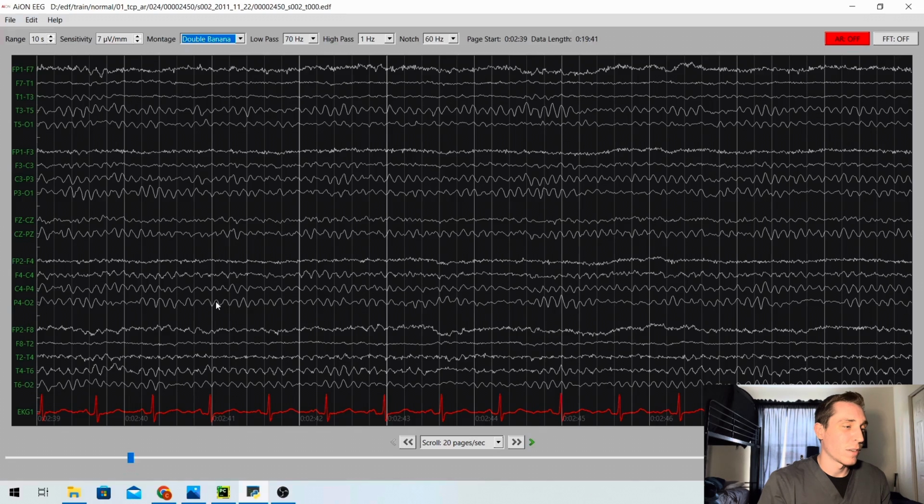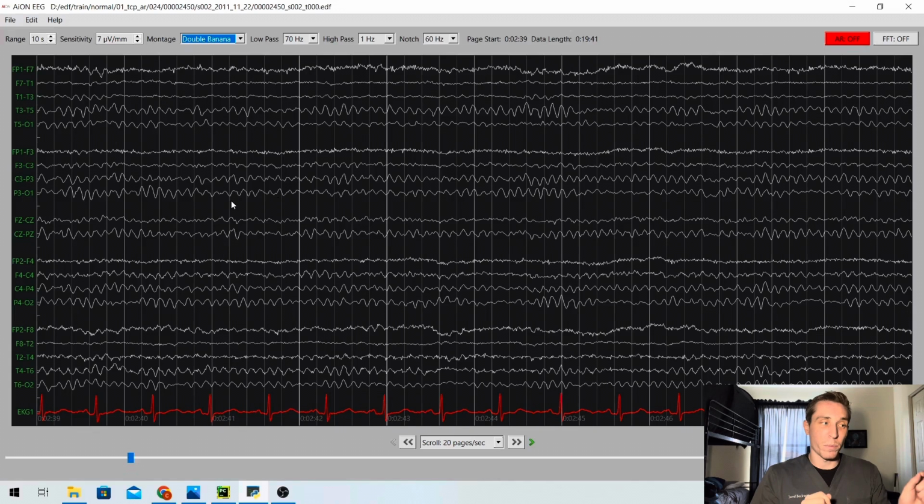So let's go ahead and give it a count. How many waves per second? I just count the top of the waves. So 1, 2, 3, 4, 5, 6, 7, 8, 9, and 10. And now we can compare that to the left side of the head, O1. So 1, 2, 3, 4, 5, 6, 7, 8, 9, 10. So 9.5 to 10 hertz posterior dominant rhythm, and they're exactly the same on both sides.